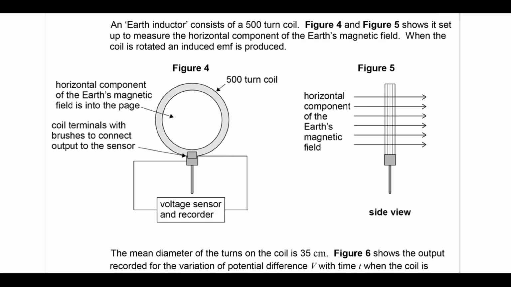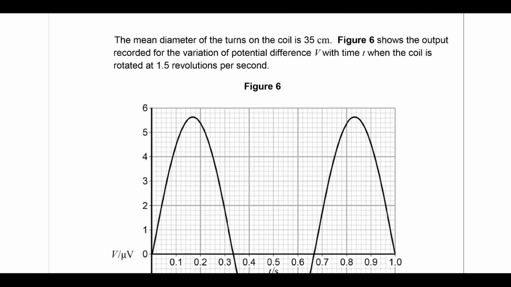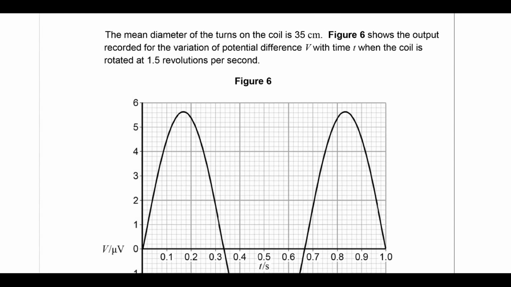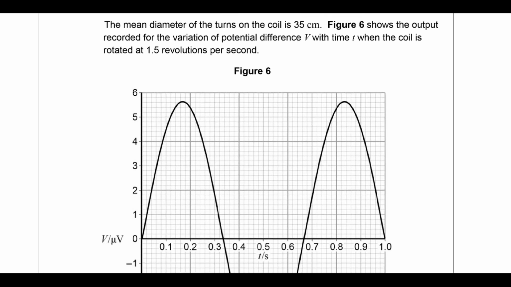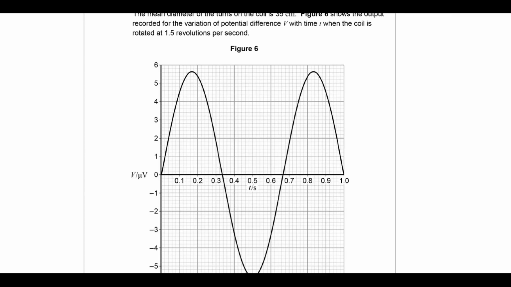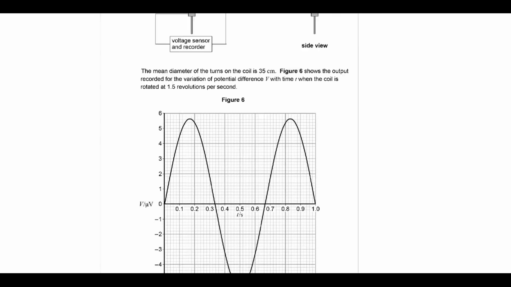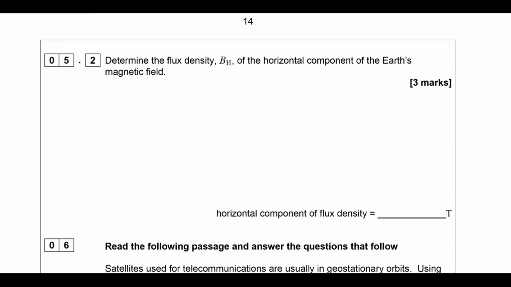So we've got an earth inductor, which is a 500 turn coil, and we've got two diagrams showing how it's set up. So we've got it set up so its area is perpendicular to the field. We've got a diameter so you can effectively work out the area, and it shows how the output changes when the coil is rotated at 1.5 revolutions per second. Let's zoom out a little bit so we can see that. What the question actually wants us to do is determine the flux density of the horizontal component of the Earth's magnetic field.